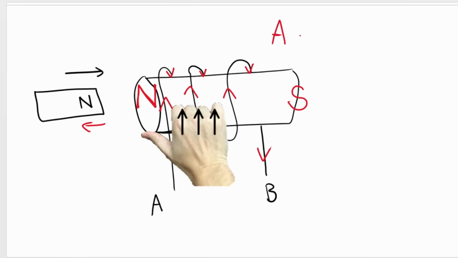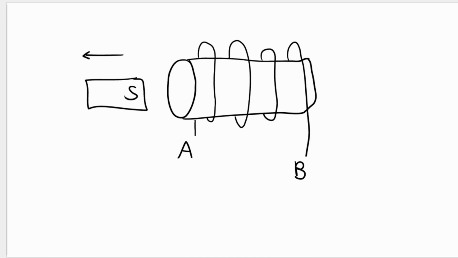So the current is going from A to B. What about this one? Try this one. So first of all, we are pulling the magnet out. So the south pole is leaving. How do we get the south pole back in? We're pulling the south pole out.